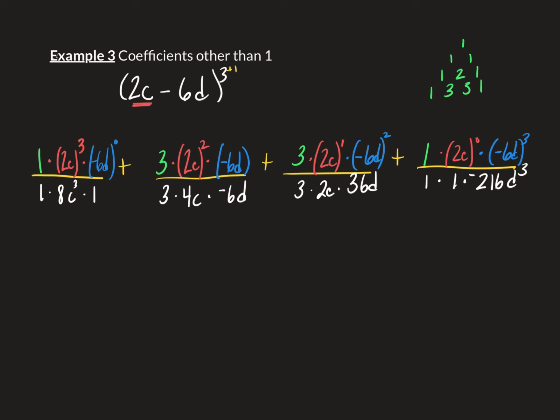1 times 8c cubed times 1 is 8c cubed, plus 3 times 4 times negative 6, oops, I'm going to undo that plus, minus 12 times 6 is 72, 72c squared d. Then 3 times 2 times 36 is 36 times 6, 216, positive 216cd squared. And then I've got 216 times 1 times 1, and that is negative 216d cubed. That's the answer to this one.